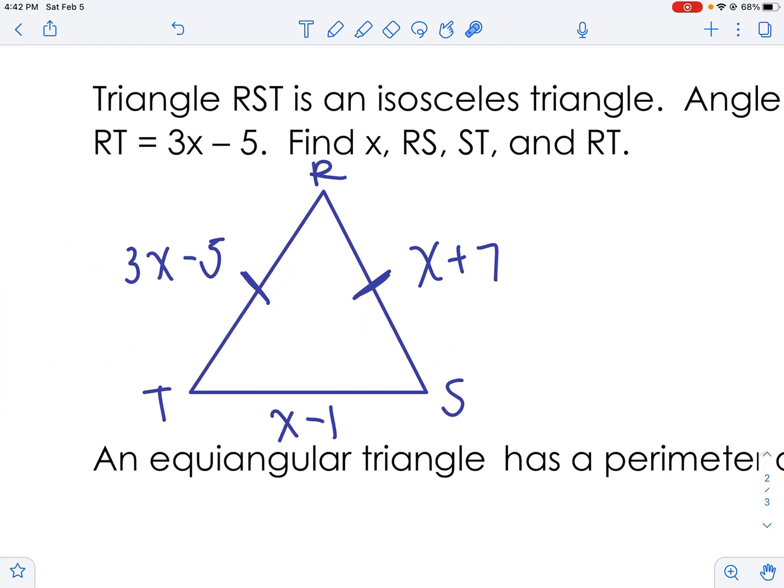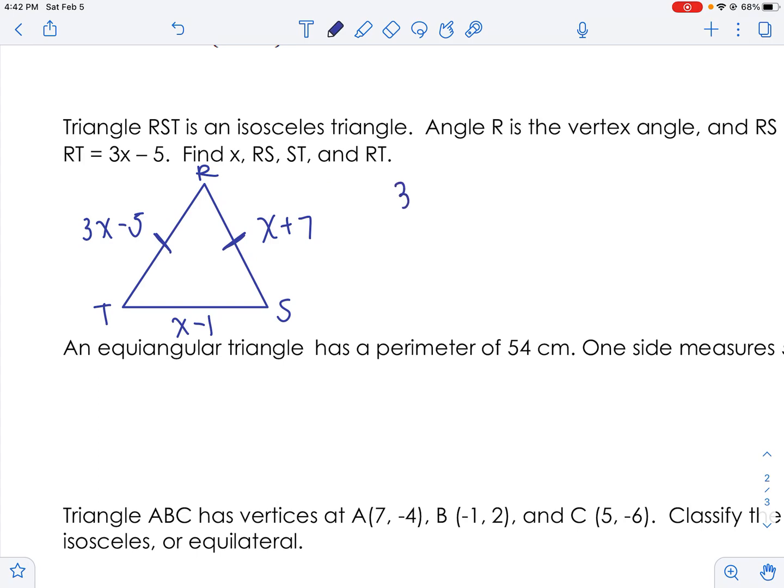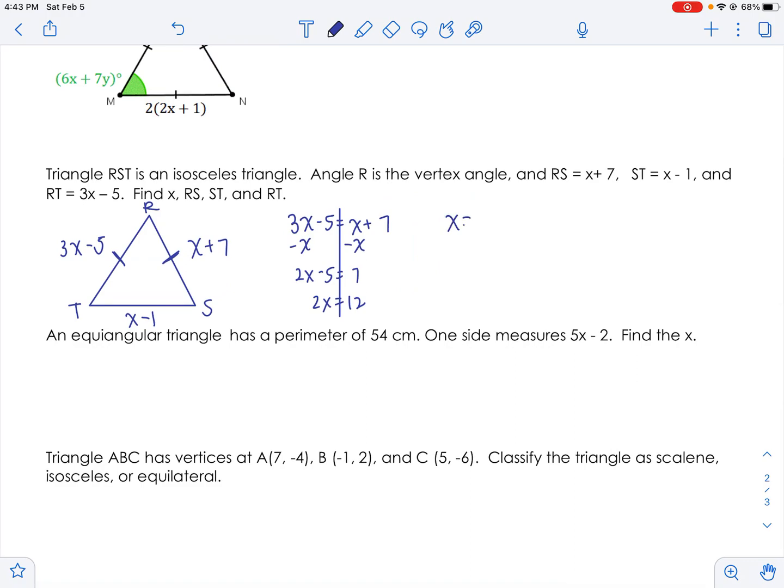There's one of these parts that we're not going to use. If I'm trying to solve for x, think about what you know about ticks. How would we set this up? Ask yourself, which part would we not use? If you said that part, x minus 1, you're right, that's the base, because a tick should equal a tick. So there's your part equals part right there. So 3x minus 5 would equal x plus 7, and now I'm going to solve that for x. So 2x minus 5 equals 7, add the 5, so 2x would equal 12, which makes x equal 6.